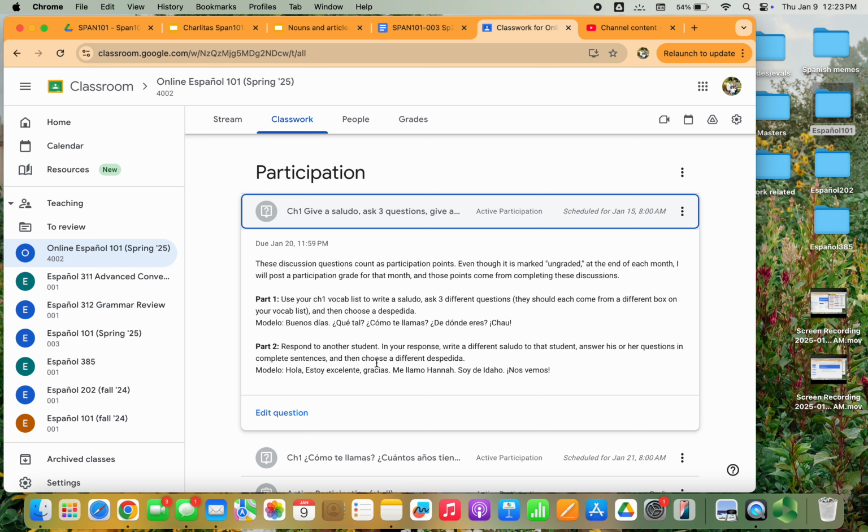And then the second part is always to go and respond to another student. So you're not getting that in-class discussion, but you are at least having a little bit of a back and forth with somebody and practicing what we just learned. So for this one, it's using vocab off of our vocab list.